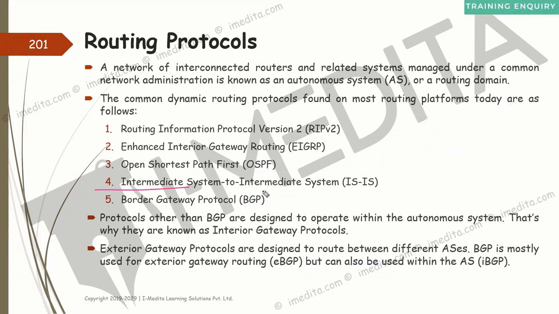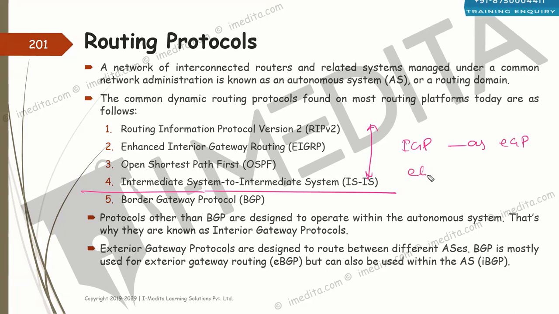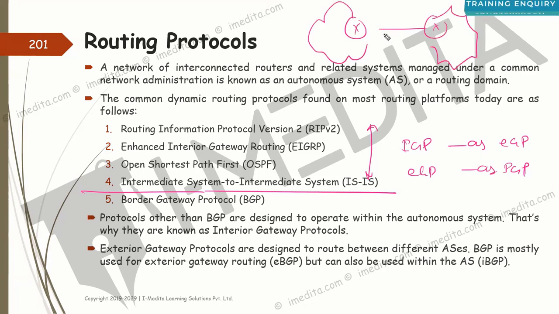Again, the last point that we discussed in the last class was that it's not like we cannot use IGP as EGP, and it's not like we cannot use EGPs as IGP. It's just a matter of configuration. This is one autonomous system. This is another autonomous system. We can definitely run any IGP protocol here, and we can definitely run a BGP protocol inside the autonomous system.